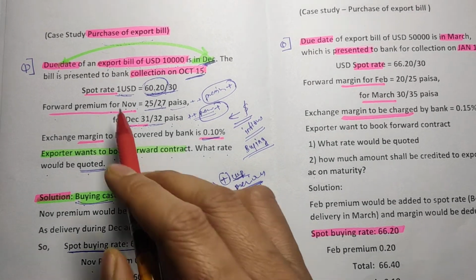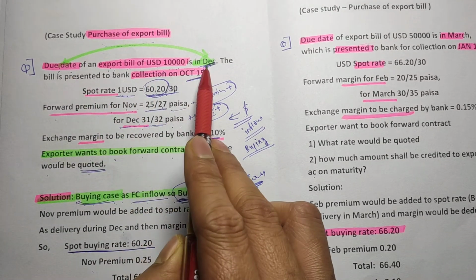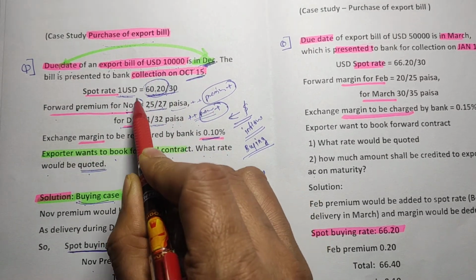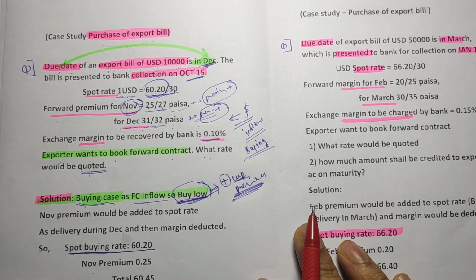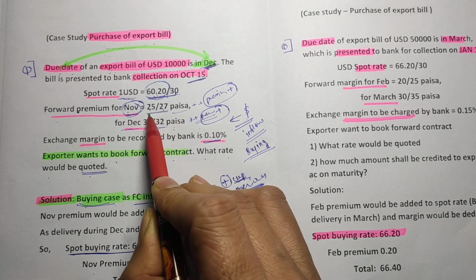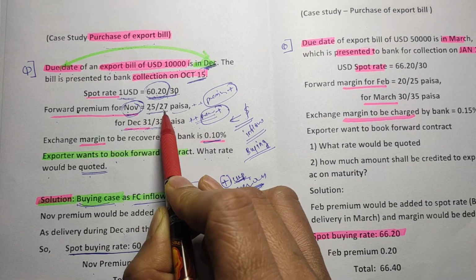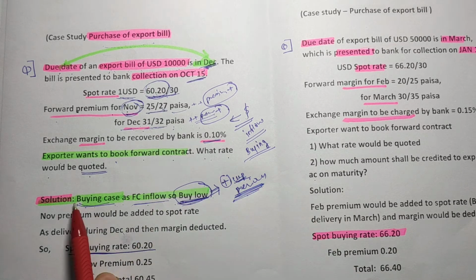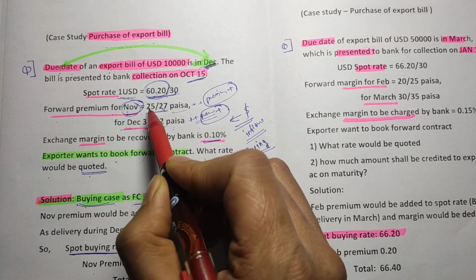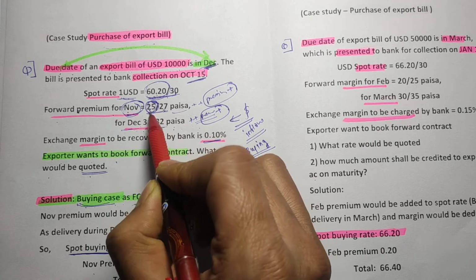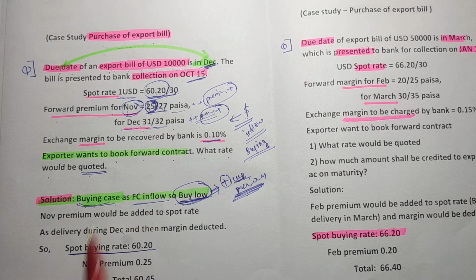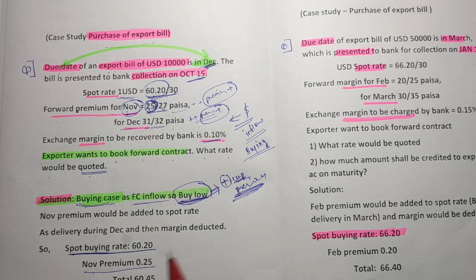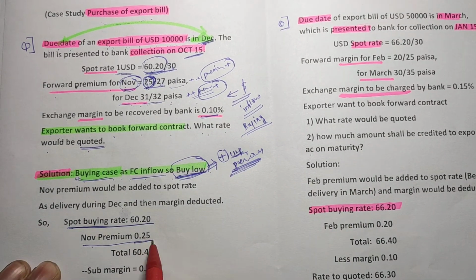Okay, now what is the previous month? The due date is in December, so the previous month will be November. So up to November we have to add the premium. And for November they have given two values, that is 25 and 27. So which to choose? As the case is buying, we have to choose the lowest value. In case of buying, we have to buy low, right? So that's why for the November premium we have taken 0.25 points.